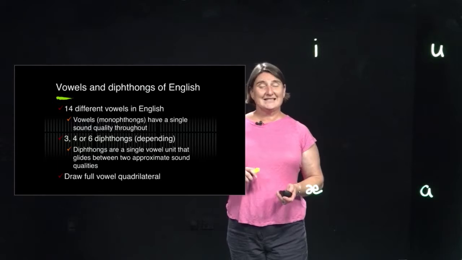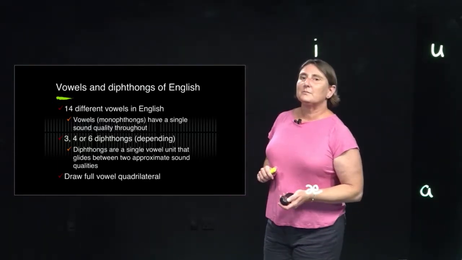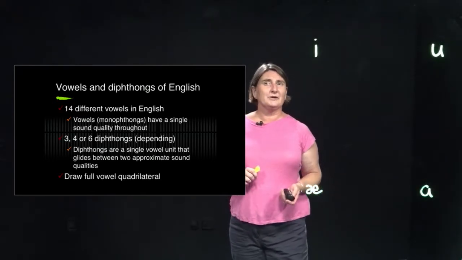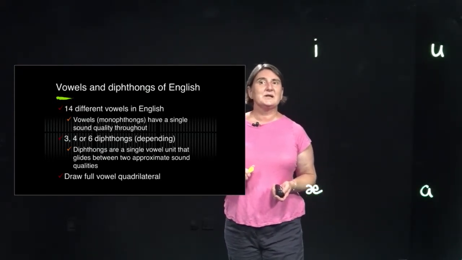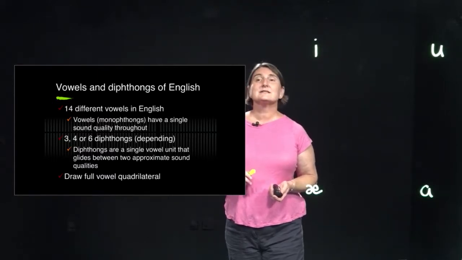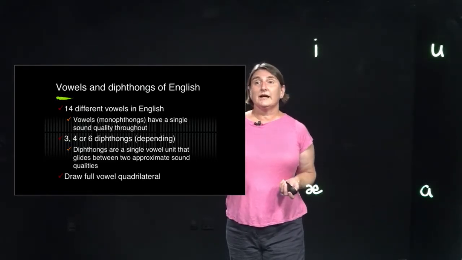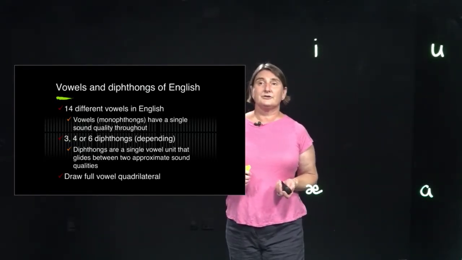So there are 14 different vowels in English. This can be really tricky for people coming from another country and learning English because they may not have learned about all the vowel contrasts that we have. And so that's something that truly can be tricky. We do use a lot of different vowels.